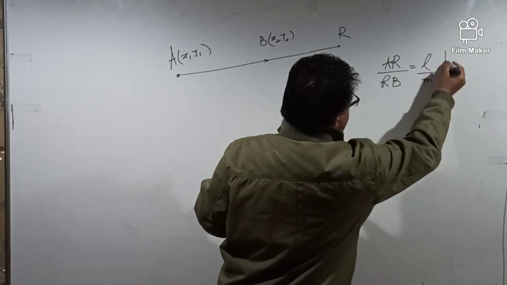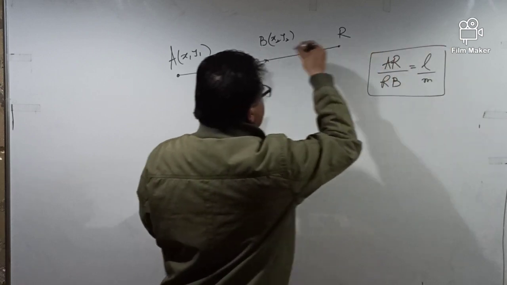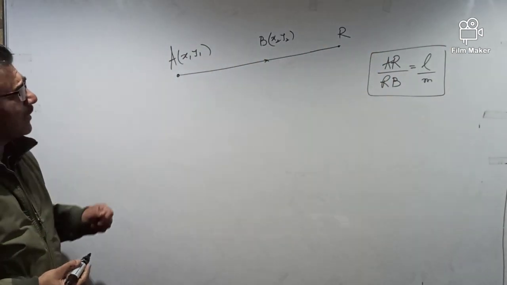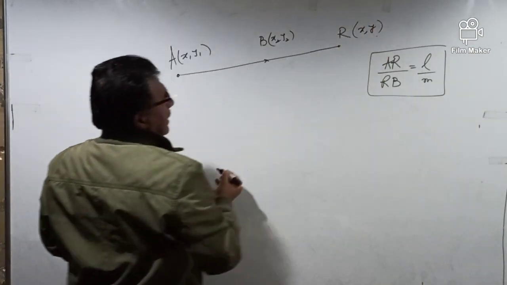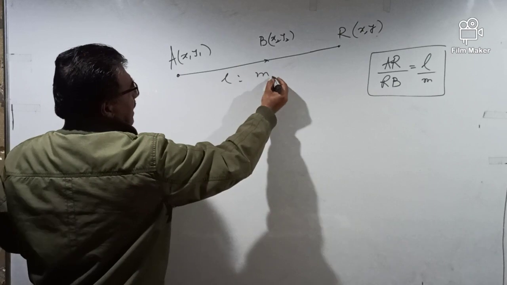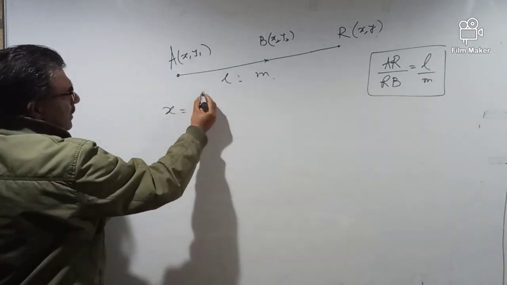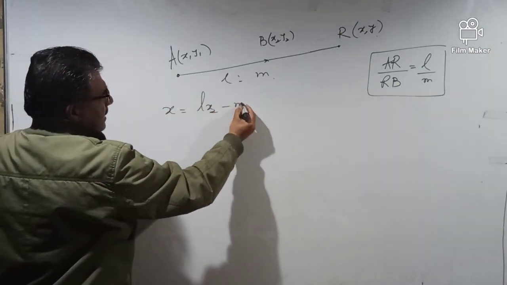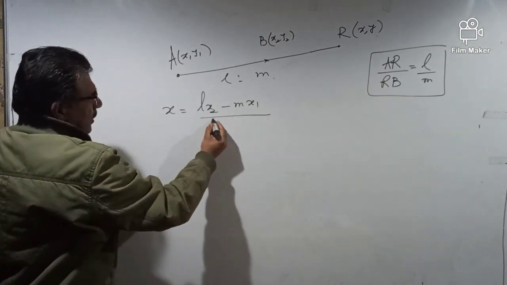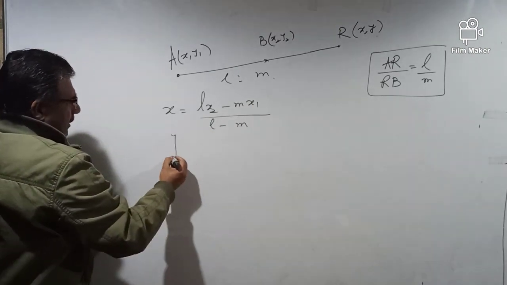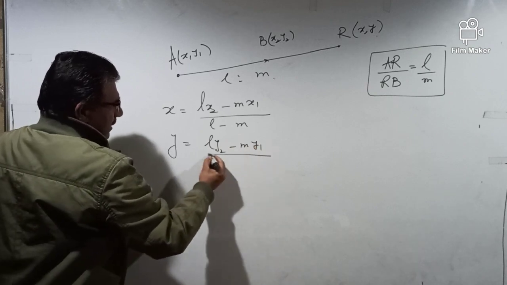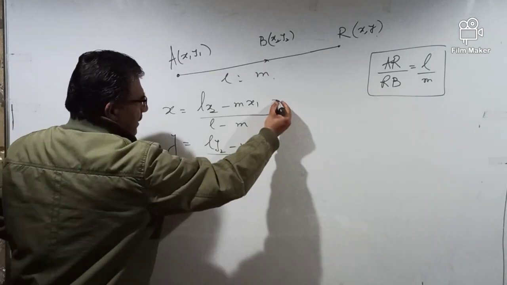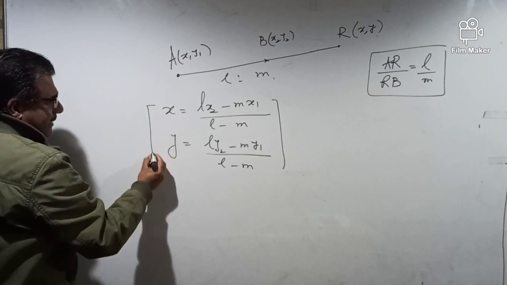Same thing, ratio is same. But R is not internal, R is external. You have to find the coordinates of the point R. Let the coordinates of the point R be x and y, and let the ratio be L is to M. Therefore, x is equal to (Lx2 minus mx1) upon (L minus m), and y is equal to (Ly2 minus my1) upon (L minus m).